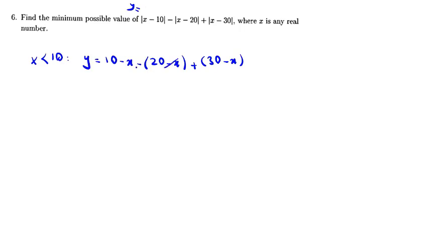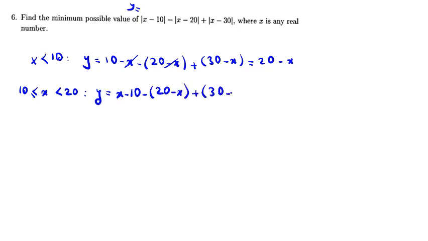So we have this and this will be cancelled: negative, negative, positive. 30 plus 10, 40 minus 20, 20. 20 minus x. If x is greater than or equal to 10 and less than 20, then y is x minus 10 minus 20 minus x plus 30 minus x. So they will be cancelled and we have 30 minus 20 minus 10, 0 minus minus x plus x.